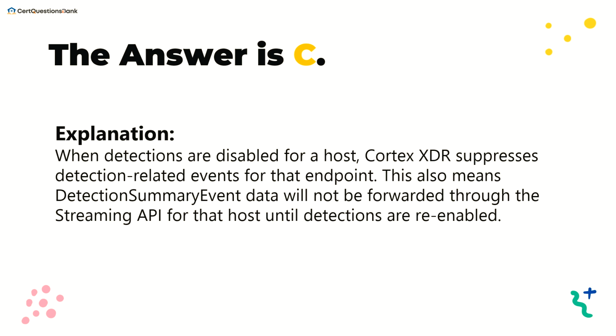The answer is C. When detections are disabled for a host, Cortex XDR suppresses detection-related events for that endpoint. This also means detection summary event data will not be forwarded through the streaming API for that host until detections are re-enabled.